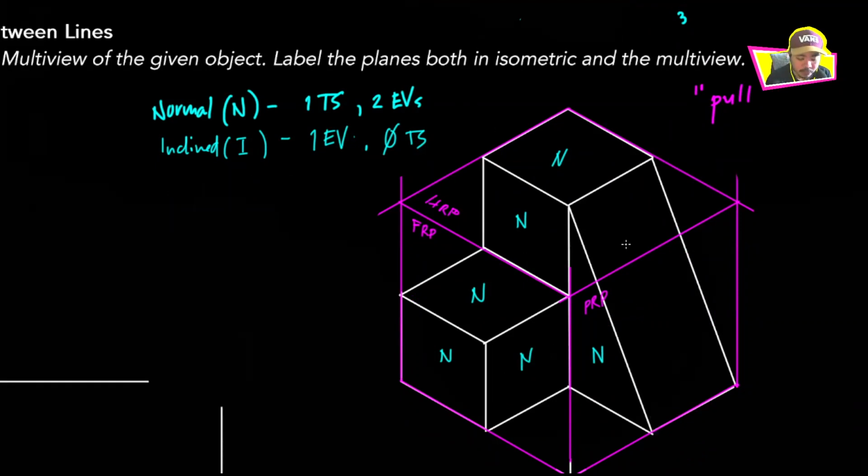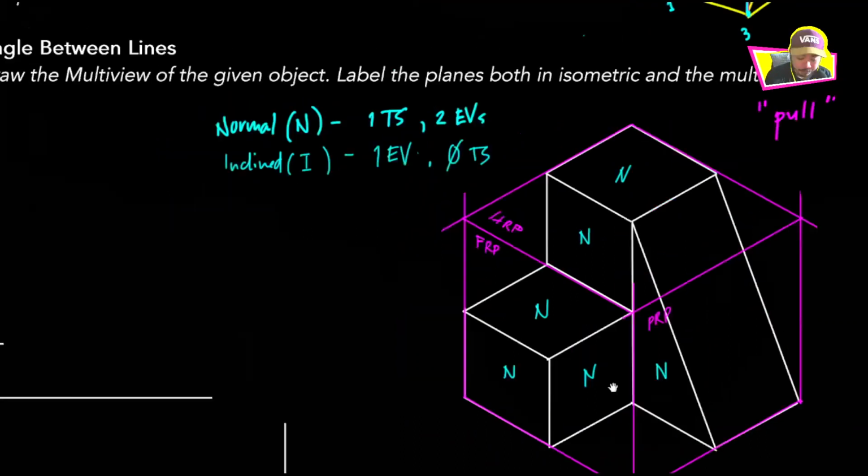If you look at this plane, its true size is, say, this. But when you see it in the top plane, HRP, you will just see it as this small plane right here. Then in PRP, you will see it looking like this. It is shorter, or foreshortened, compared to its actual size. Okay? So that is the inclined.